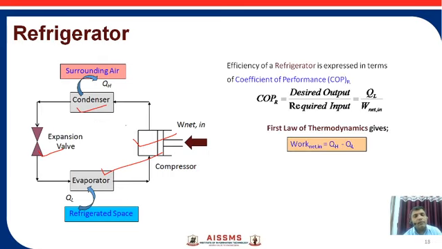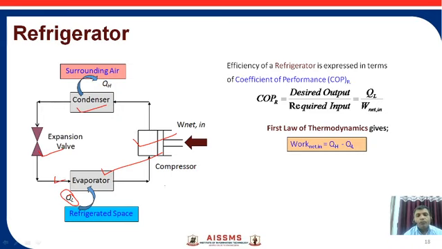This refrigerator or heat pump's performance we measure in terms of COP. What is COP? COP is the coefficient of performance. What is the desired output? We have to maintain a temperature in the evaporator, that is, QL amount of heat in the evaporator, as in the ice zone. And what we are supplying as the required input is the compressor work, that is, W net.